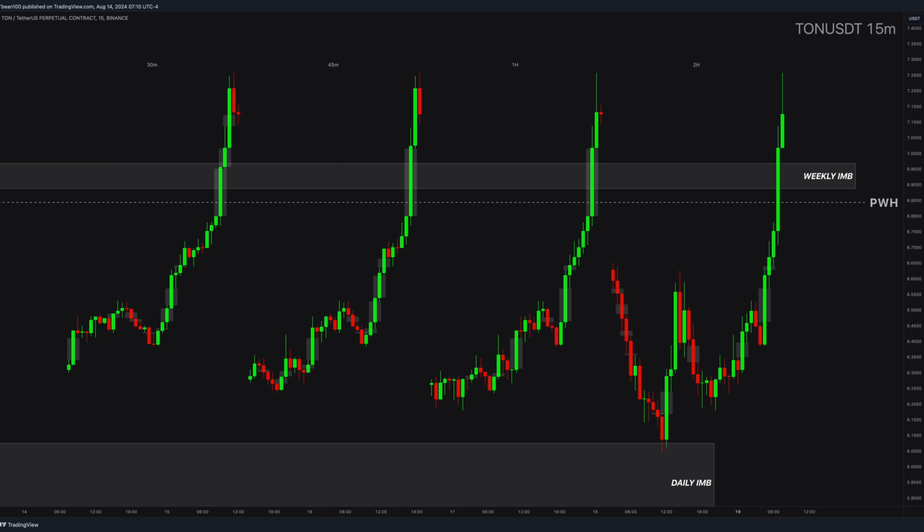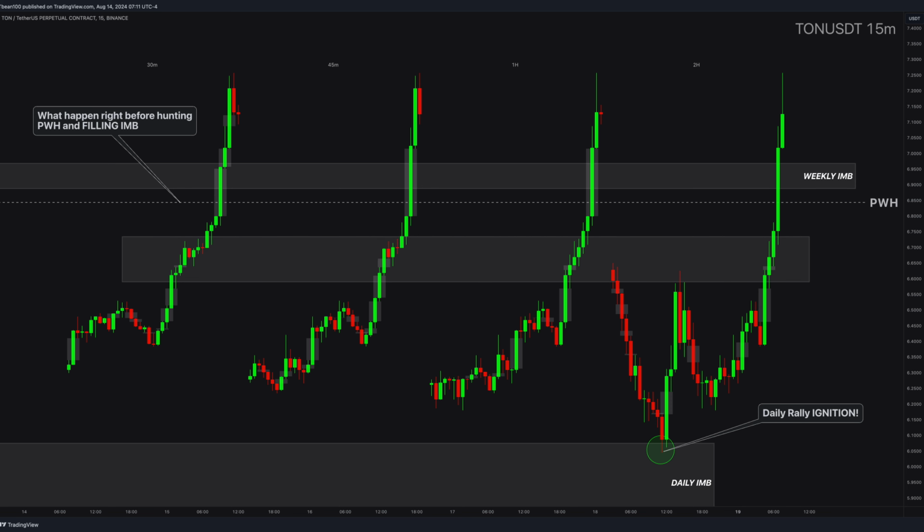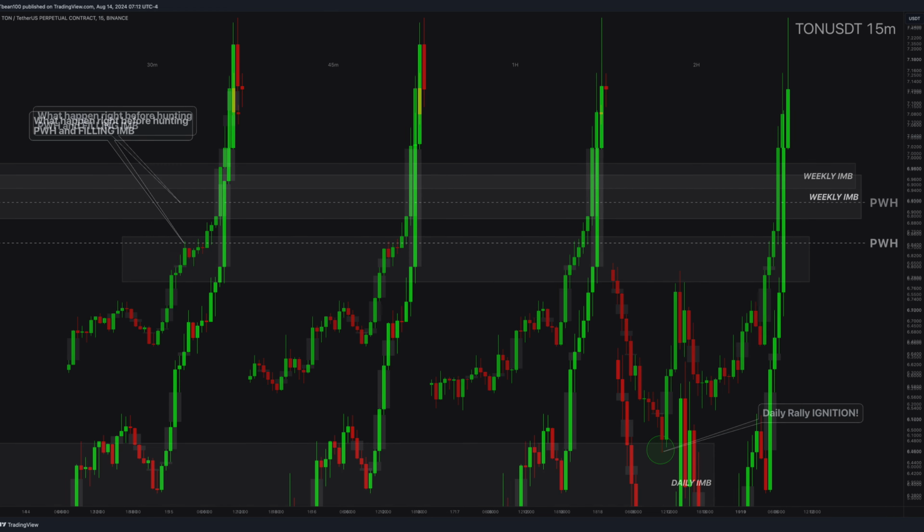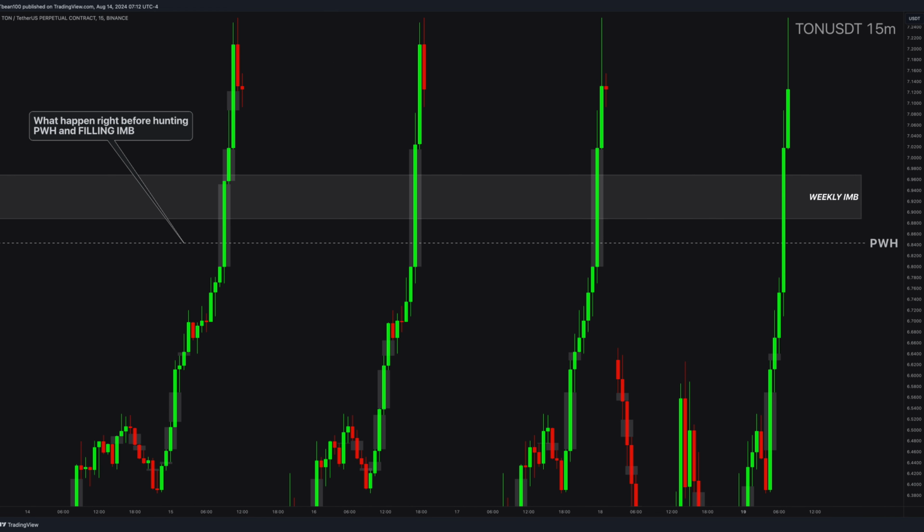You already know this daily imbalance ignited the daily power for the rally. Again, all this happens before hunting the weekly high and weekly imbalance, before reaching our bias. I want you to notice this middle section area because it is very important. Let me stretch the chart a bit to see things clearly.